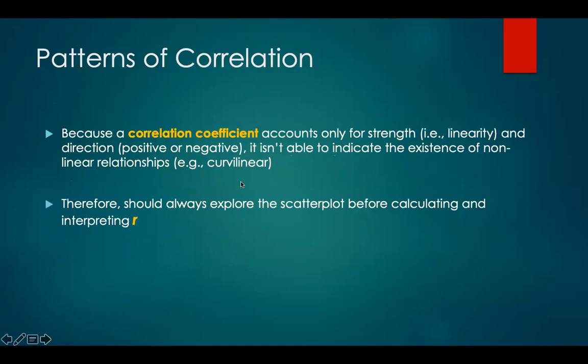Because a correlation coefficient accounts only for strength and direction, so strength in terms of the linearity of it, and direction in terms of whether it's positive or negative, it isn't able to indicate the existence of nonlinear relationships, so curvilinear relationships. Therefore, you should always explore the scatter plot before calculating and interpreting r.